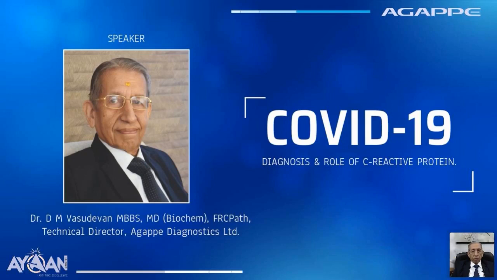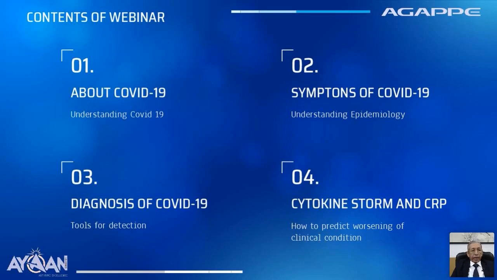Today, more importantly, we will be taking care of the diagnostic features of COVID. Today's topic will be covered something like this. Initially, we will be telling about something on COVID-19 and the virus, then go to symptoms of the COVID, that is, the understanding of the epidemiology will also be dealt. And then we go in a little more greater detail on the diagnosis, the tools of detection, as well as the details of some of the clinical laboratory estimations of the virus. And then finally, we go to the cytokine storm and the importance of CRP in the clinical condition.